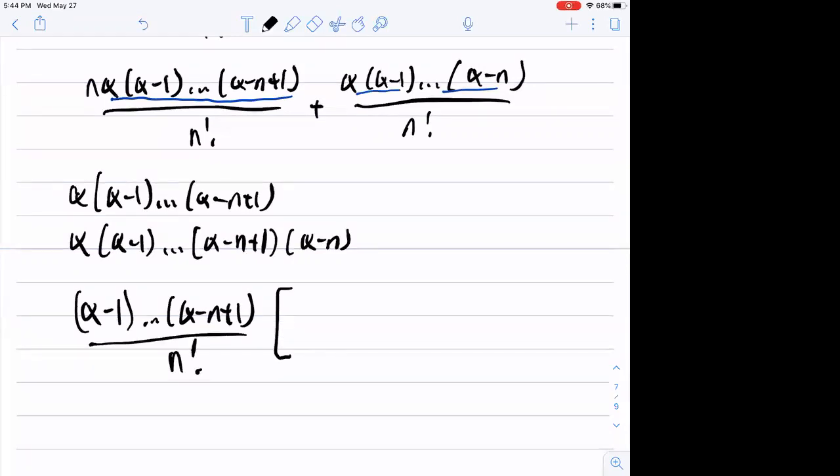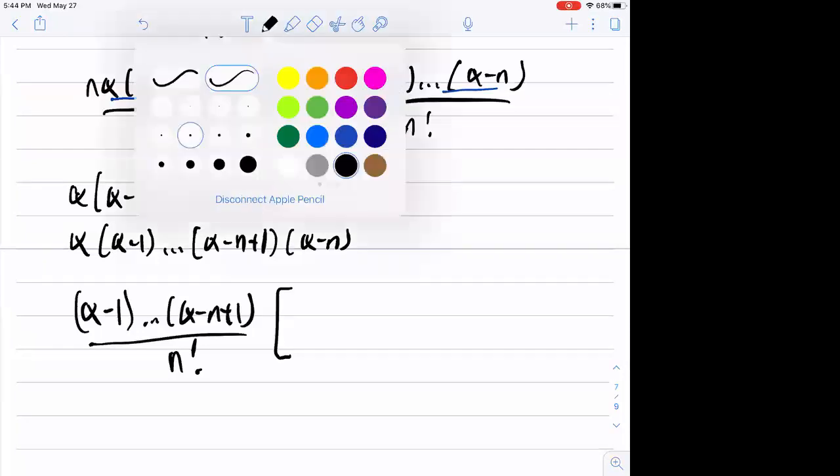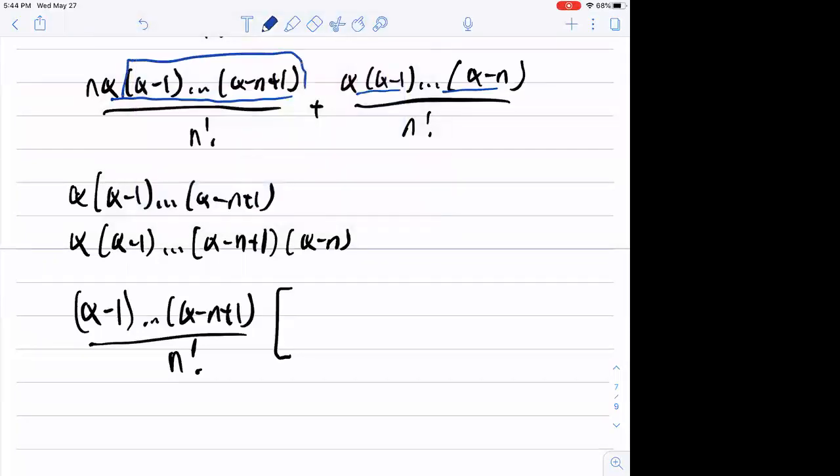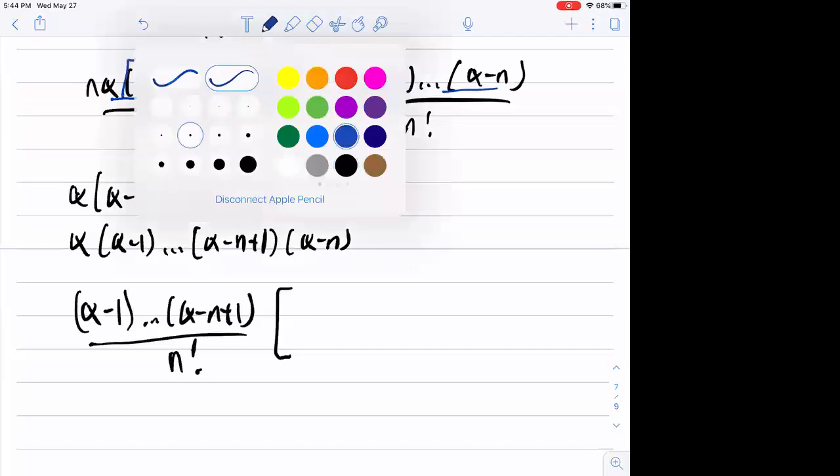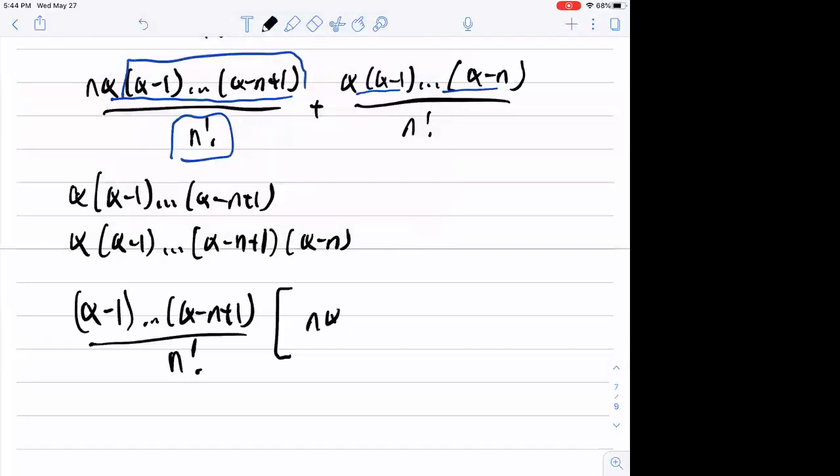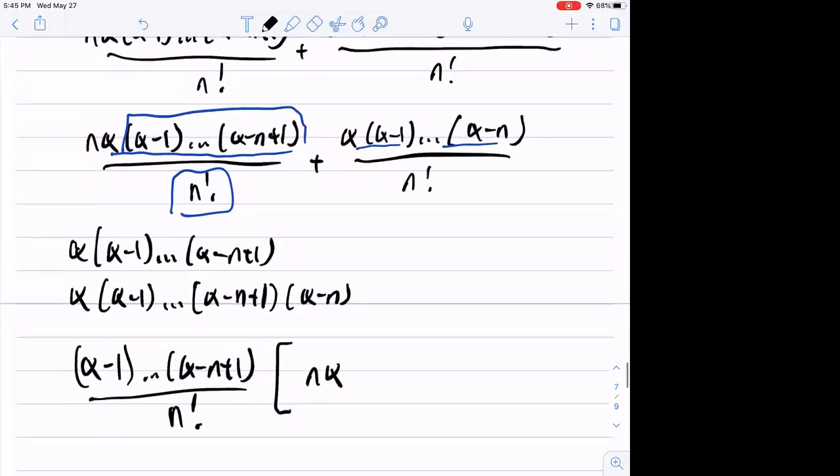So what's left? I pulled out this whole thing and this thing. So what's left is n alpha. And what else? I pulled out everything but alpha minus n, I believe. Whoa, not n alpha. Sorry.